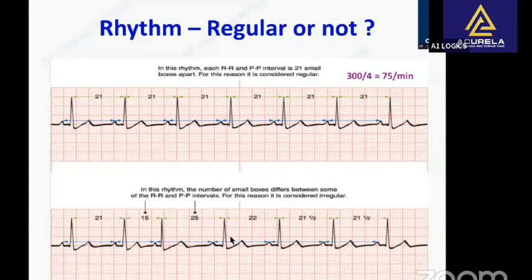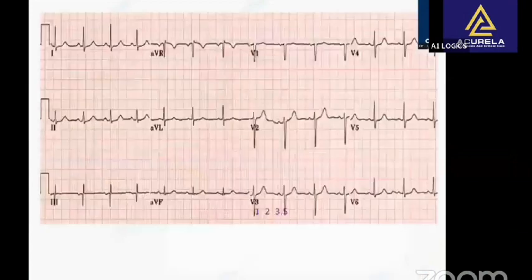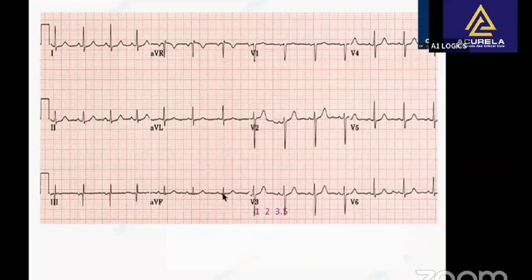What if the RR intervals are not constant? In that case, we'll have to determine the number of QRS complexes that are present in 30 large boxes, which amounts to 6 seconds, and multiply that by 10 to get a mean heart rate. So having known the rate and the rhythm, we're just going to focus on the rate and the rhythm in the following ECGs. So what about the rhythm?